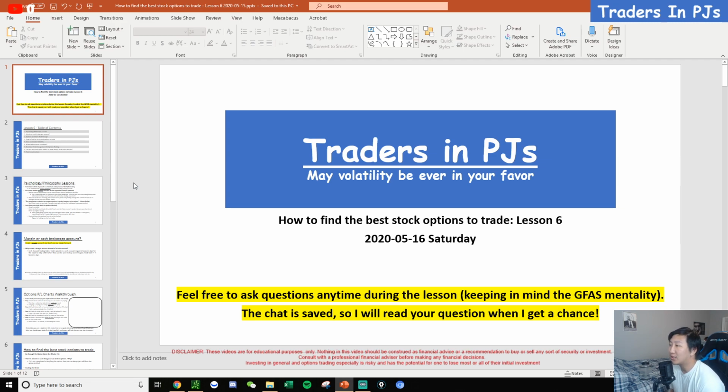Now, when I talk about how to find the best stock options to trade, I'm talking specifically about the option chain of the stock that you already decided you wanted to buy or sell. So what do I mean by that? I mean that this is not going to be talking about searching for all the stocks and all the options that exist in the world.